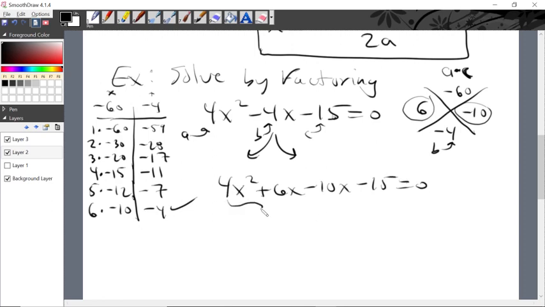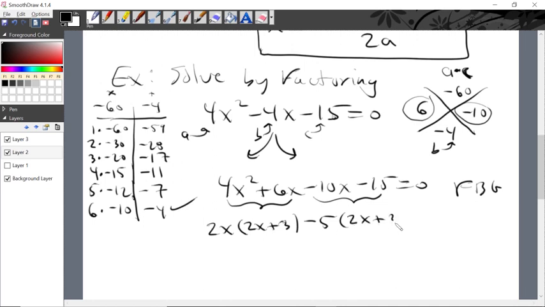And now we can do what's called factor by grouping. I can separate this into two groups of two terms, and factor out the greatest common factor of each group. This group has a common factor of 2x. I can take that out, which leaves us with a 2x plus 3, right? If we were to redistribute the 2x, we would get back the 4x squared plus 6x, right? And this group over here, we can take out a negative 5, and guess what? That also is going to leave us with a 2x plus 3.